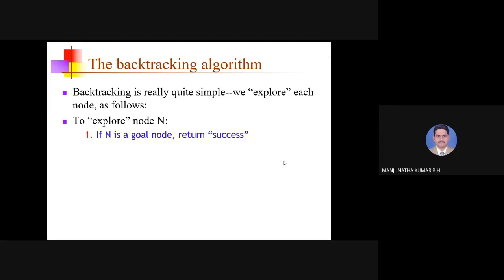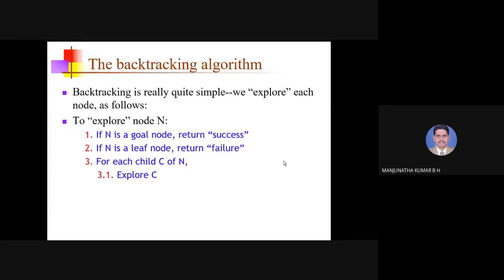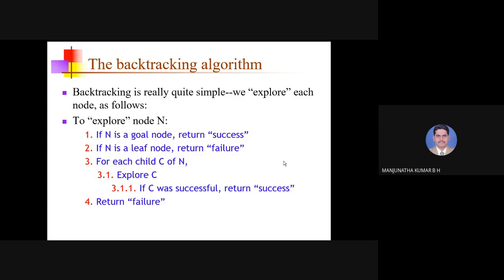To explore node n, first, if n is a goal node, meaning the node you are exploring itself is a goal node, then return success. If n is a leaf node, then return failure. Now for each child c of n, meaning if there are more decisions or choices to take at node n, each decision will be a child node. For each child c of n, explore the child node. If c was successful, return success. Step 3 is a for loop because we have to search all the children c of n. Once you exit from this, return failure. This is the general plan, the general algorithm of backtracking.